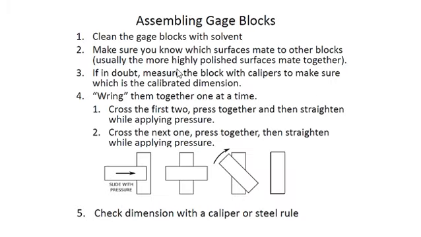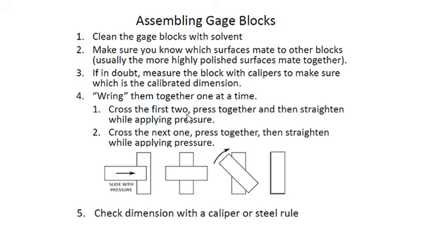Okay, how to assemble? First, you're going to clean the block with the solvent. Sometimes in the lab we have the solvent, and sometimes we don't. If we don't have it, then we're just going to clean with the wipes. And then you're going to make sure that you know which surfaces mate to other blocks. Usually the more highly polished surfaces mate together, okay? And that's the reason why it's very important that you clean your gauge block. Sometimes if you are in doubt, you're going to measure the block with calipers, and then you're going to make sure which is the calibrated dimension.